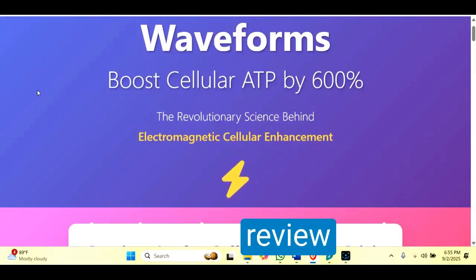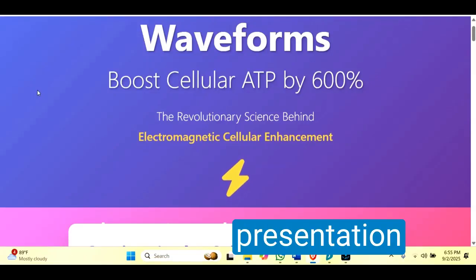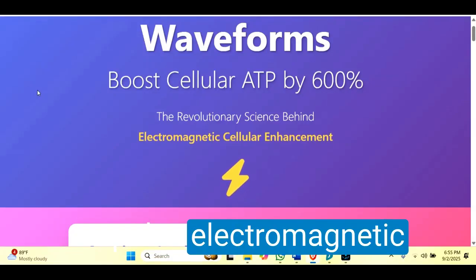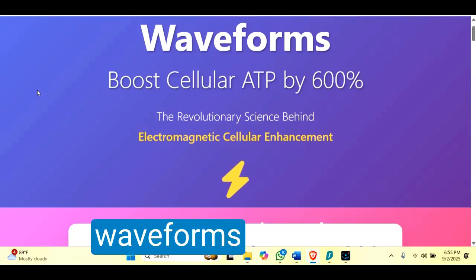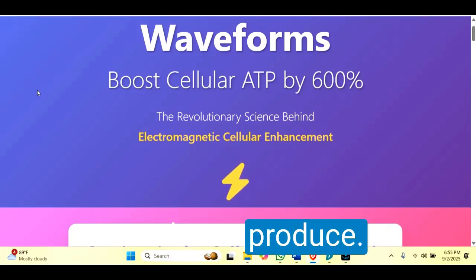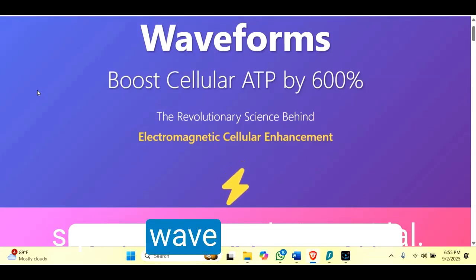Alex Terrace here, back with a review and educational presentation on pulsed electromagnetic frequency, or PEMF. We'll be covering today 3 different major waveforms that these machines produce, and that would be sawtooth, square wave, and sinusoidal.